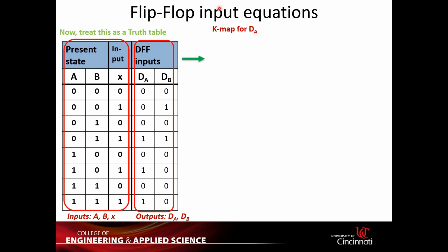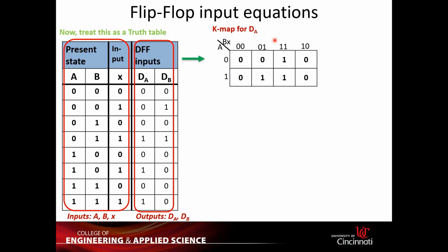So first of all, I will try to provide a Boolean expression for DA. First, I will make a K-map for DA. So from this truth table right here, I can yield a K-map. Okay, now we're going to start grouping. So we will group this group and this group right here, and we know this group will yield us AX, while this group will yield us BX. So the equation for DA will be DA equals AX plus BX.